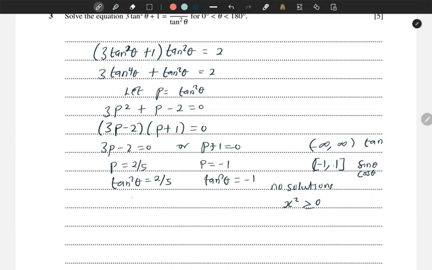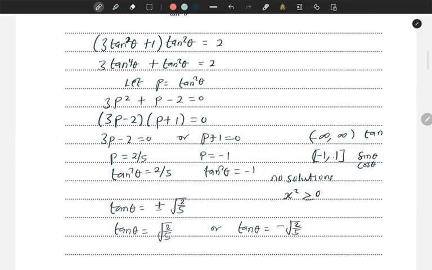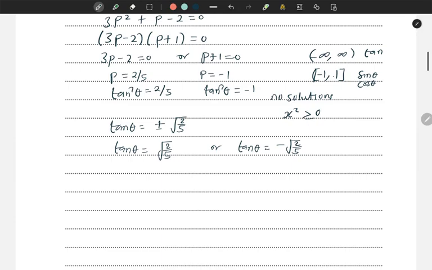Okay, so now moving on to the first one, which is tan squared theta equals 2 over 3. So we take the square root of both sides, and that's going to be plus or minus, which can be written as tan theta equals root of 2 over 3, or tan theta equals minus square root of 2 over 3. Is that clear? So let's find the angle for each of these. Then tan inverse of the square root of 2 over 3 will give us 39.2 degrees. And for the negative case, you have negative 39.2 degrees.